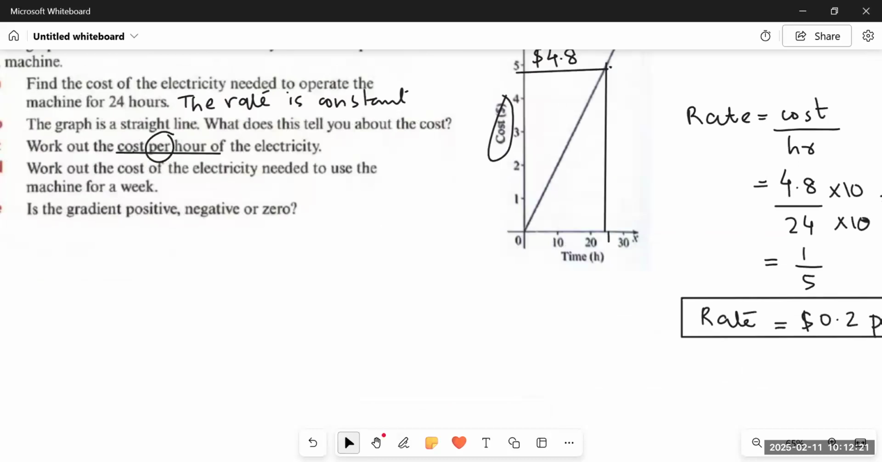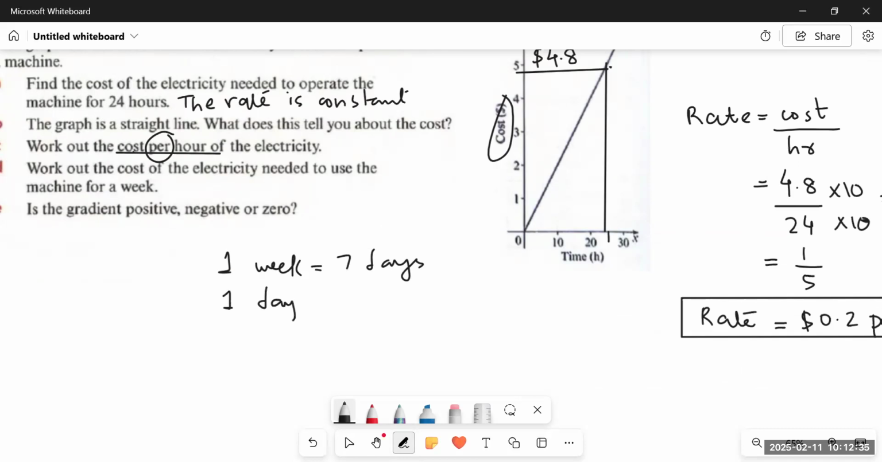Work out the cost of the electricity needed to use the machine for 1 week. Now the time is given in weeks. In a week, there are 7 days, right? And in 1 day, there are 24 hours. So it means 1 week is equal to 24 multiplied by 7. So first we have to calculate how many hours are there in 7 days. For that we are going to multiply 24 by 7 and we will get the answer as 168. It means we have to find out how much cost would be incurred if we operate the machine for 168 hours.